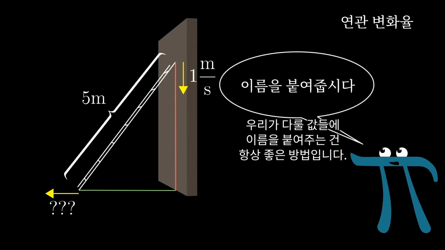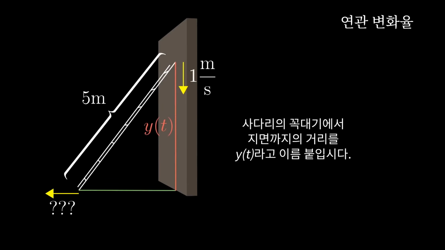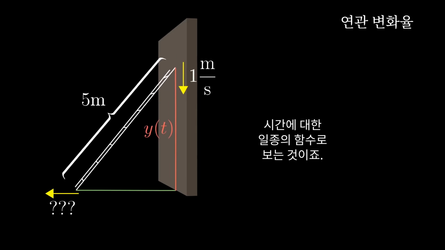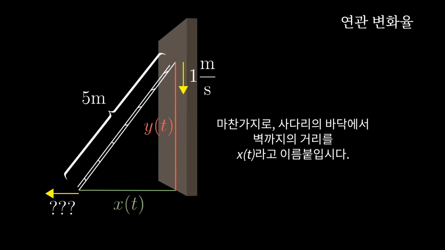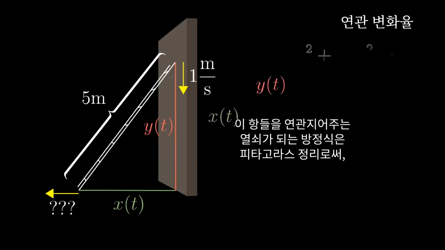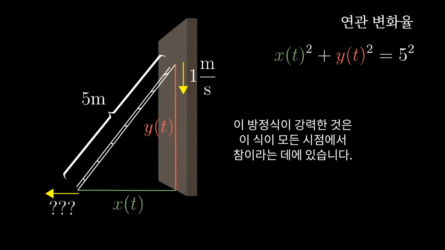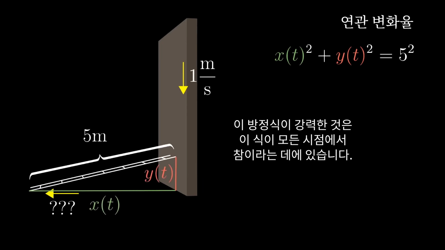First things first, it's always nice to give names to the quantities that we care about. So let's label that distance from the top of the ladder to the ground y of t, written as a function of time because it's changing. Likewise, label the distance between the bottom of the ladder and the wall x of t. The key equation that relates these terms is the Pythagorean theorem. x of t squared plus y of t squared equals 5 squared. What makes that a powerful equation to use is that it's true at all points of time.